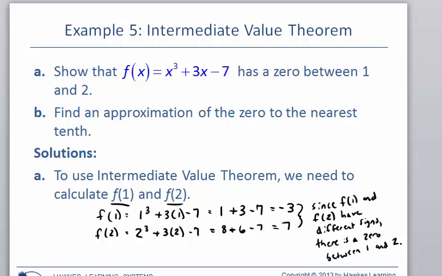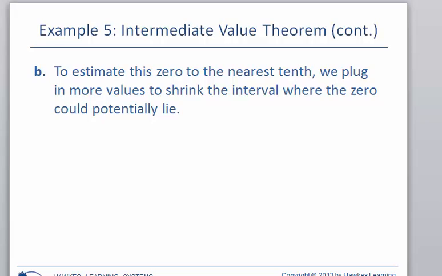Okay? All right, and then the last part says find an approximation of the 0 to the nearest tenth. So you know that that 0 is somewhere between 1 and 2. So what you want to do is pick a different number somewhere in between 1 and 2 and plug it in. All right, so I'm going to go at the halfway point. I am going to plug in 1.5.